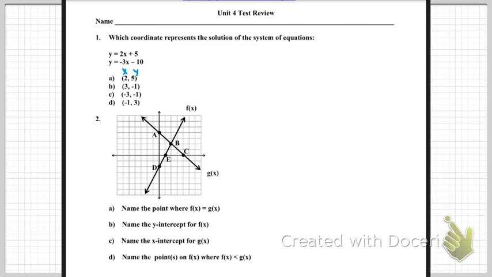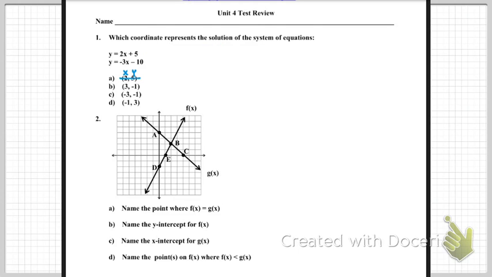Now, if we want to know if something is a solution, we plug it in and check to see if it makes a true statement. So let's check A on the first one. We're going to plug in 2 for x, 5 for y into the top equation. So I get 5 equals 2 times 2 plus 5. 2 times 2 is 4, so I get 5 equals 4 plus 5, and I can already tell you that it's not going to be true. 4 plus 5 is not equal to 5. So we know it's not A.